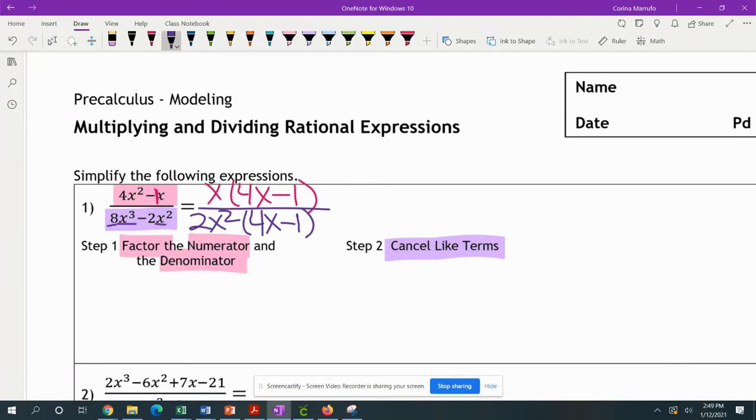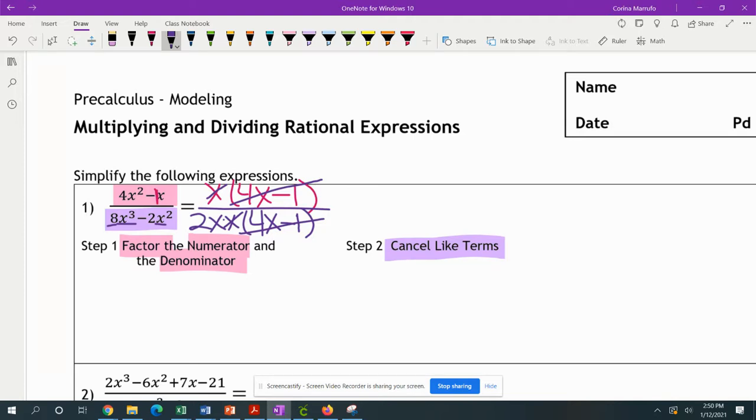So now we're ready to cancel. So step 2 is to cancel. Well, I have a 4x minus 1 on top and a 4x minus 1 on bottom. That cancels. Okay. I have an x on top and I have an x squared on the bottom. Now remember, x squared is the same thing as x times x. So this x on top is going to cancel out with one of the x's on bottom.